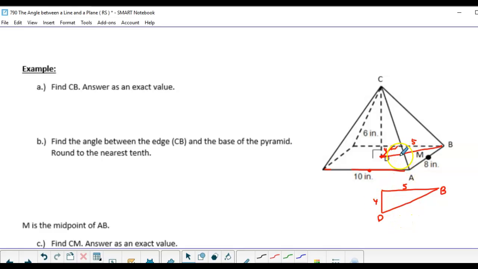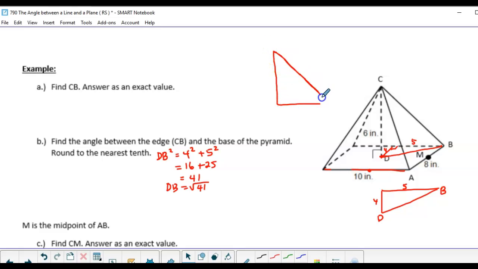If we can find this side, DB, then we can use the Pythagorean theorem to find CB. DB squared equals 4 squared plus 5 squared, so DB equals root 41. Now we've got our triangle. This is DB, and this is 6. We found DB is root 41, and we want to know what CB is. So it's a hypotenuse as well.